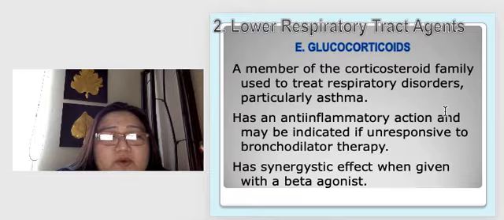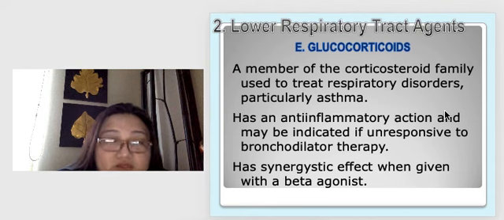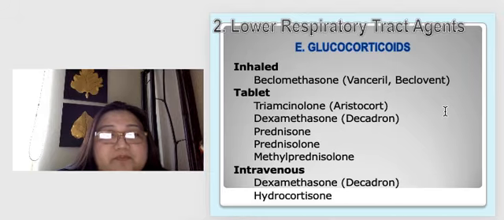Next are glucocorticoids, a member of the corticosteroid family. Important ito to treat respiratory disorders, particularly asthma. Why? Because glucocorticoids have an anti-inflammatory action and may be indicated if the patient is unresponsive to bronchodilation. Synergistic yung effect niya when given with a beta-agonist drug, so pwede siyang i-combine together.